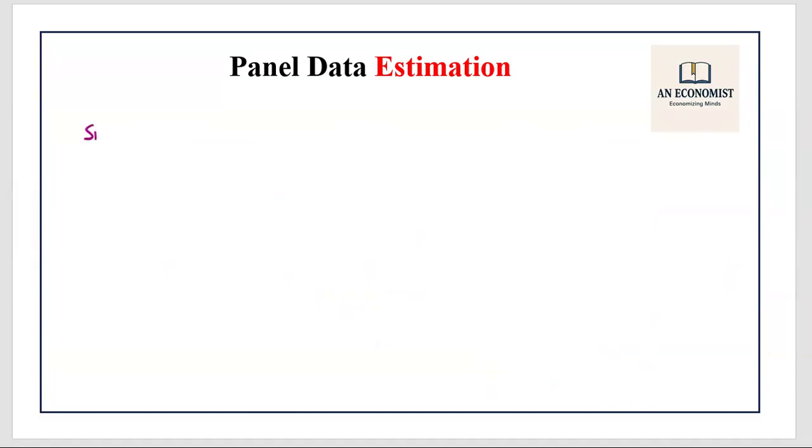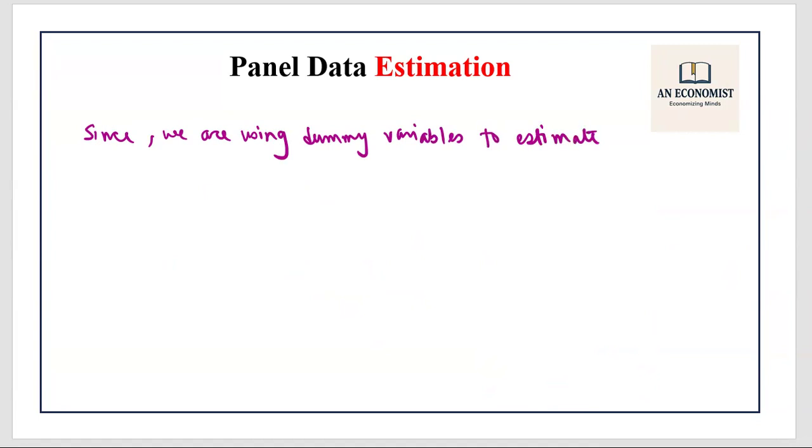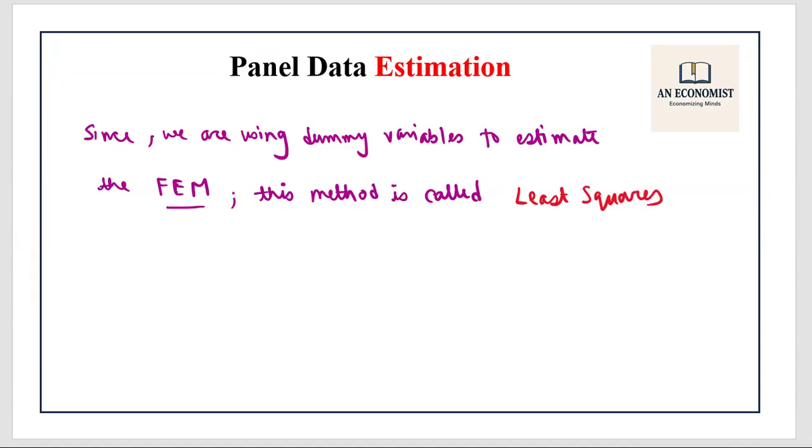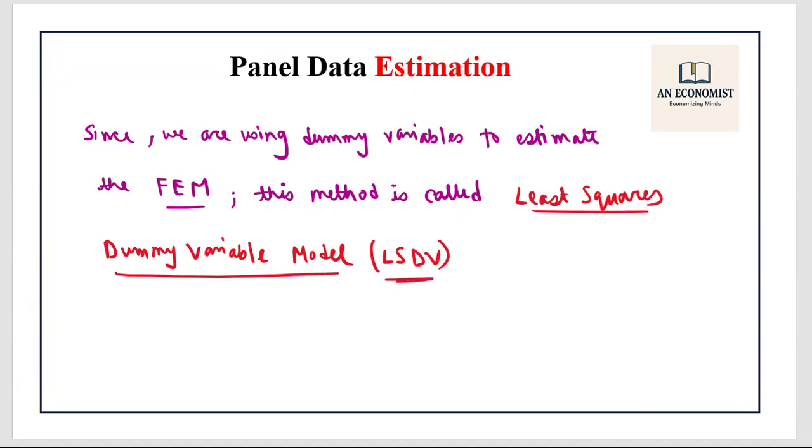Now, since we are using dummy variables to estimate the fixed effect model, this method is called the least squares dummy variable model, in short LSDV. In many question papers I have seen, they only give you this short form. So you have to identify that they are talking about this method, the least squares dummy variable model.